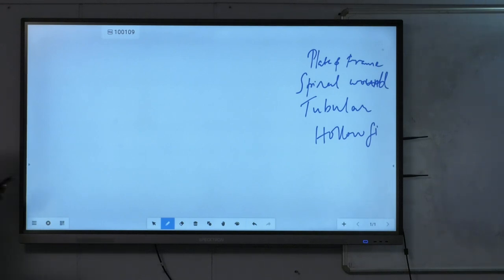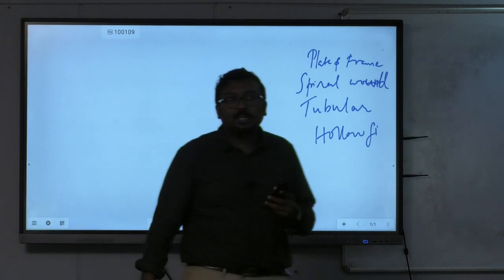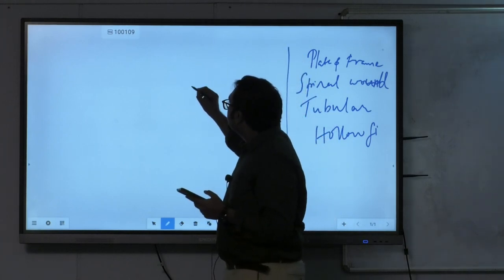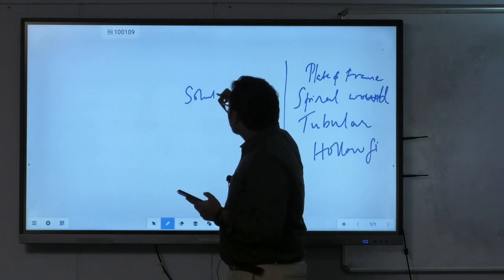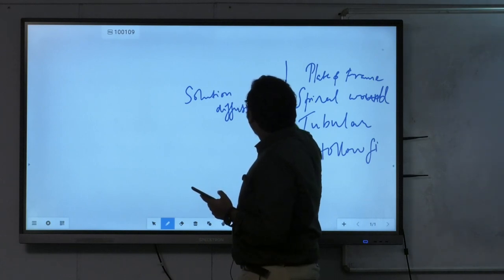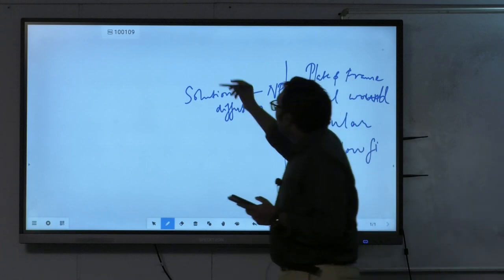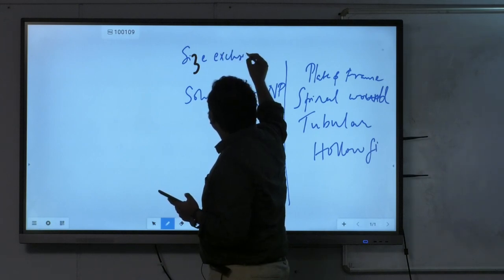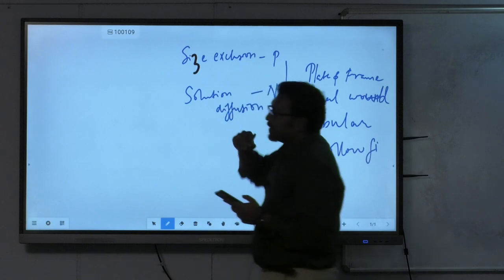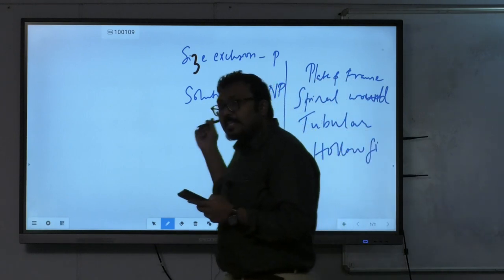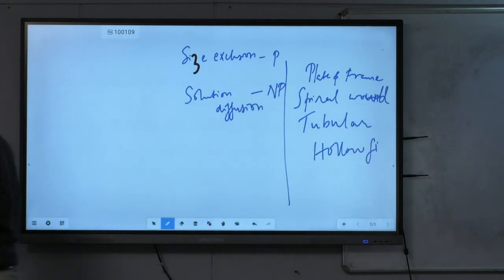Right, so what are the two mechanisms that describe transport in porous and non-porous membrane? Solution diffusion is for non-porous. I'm just keeping as NP, non-porous. And size exclusion is for porous, right? Are there any other mechanisms that you know of? What is that?